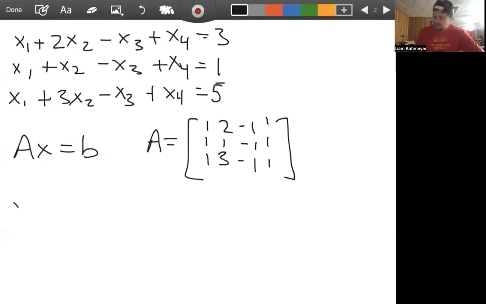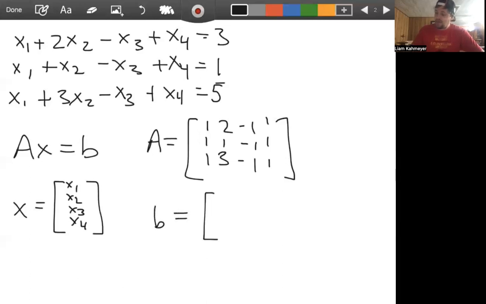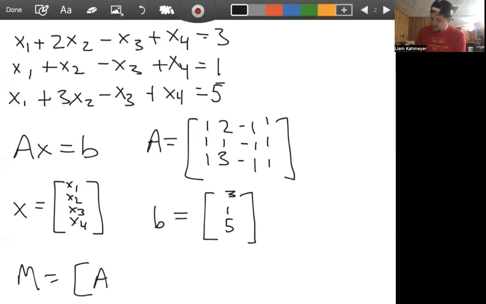Right? x here is going to be the vector that we're solving for. So this is going to be the vector x1, x2, x3, x4, and b is going to be the constants on the right side of the equality. So this is going to be the vector 3, 1, 5, right? And so what does it mean to set up an augmented matrix representing this system? Well, we know an augmented matrix is some matrix M that equals A augmented with b.